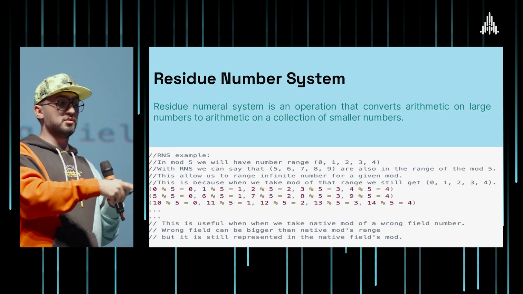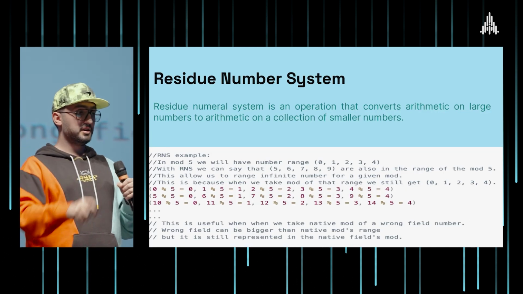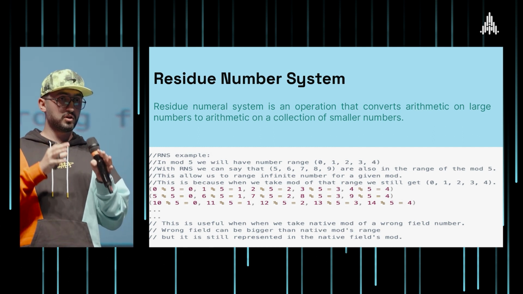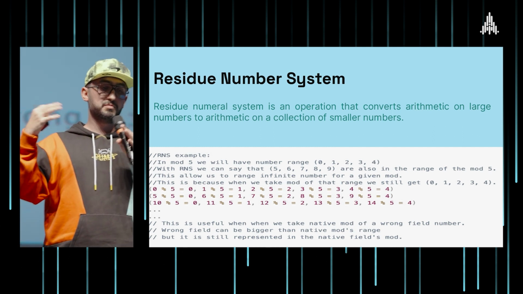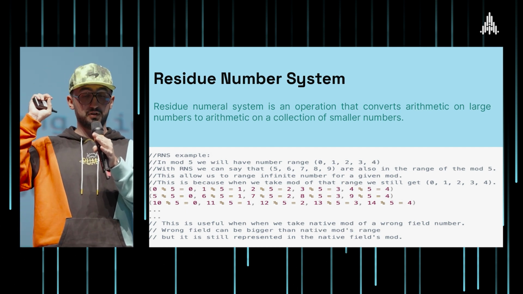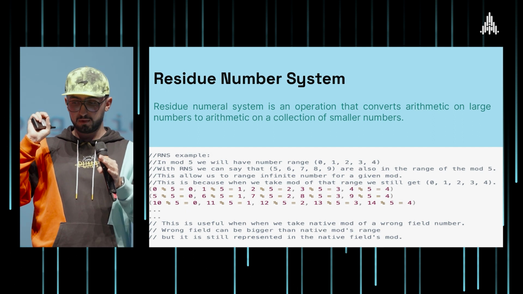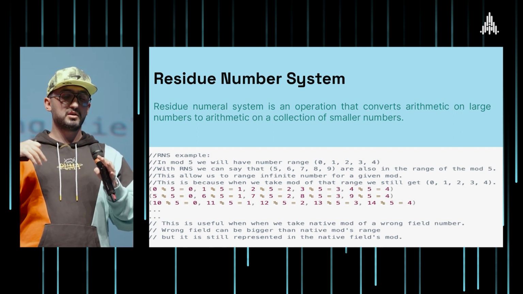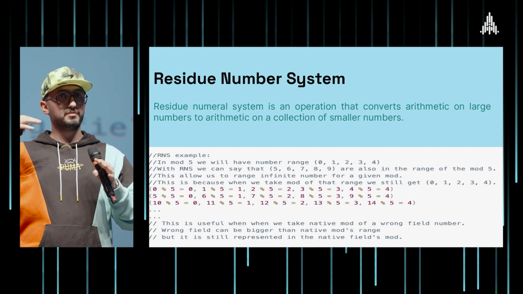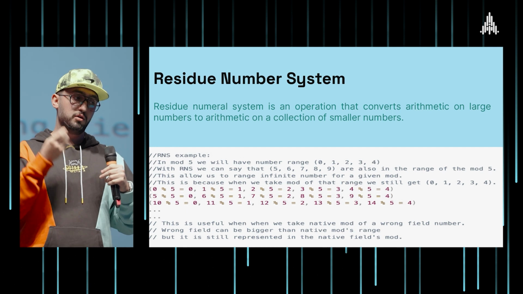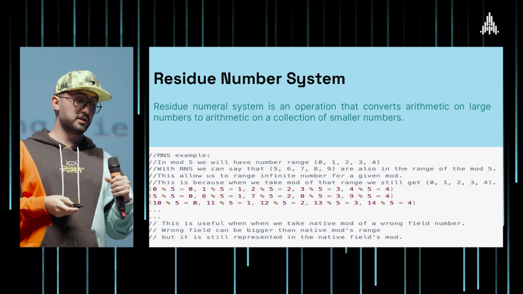And the residue number system means that if you have a smaller field, which is our scalar field, and a bigger field, the base field, you can always have a number that carries the same value in your base field without colliding with another element. So this is what the residue number system tells us.